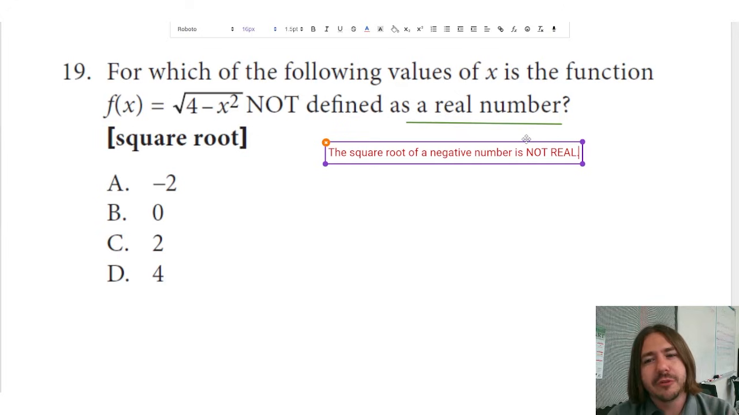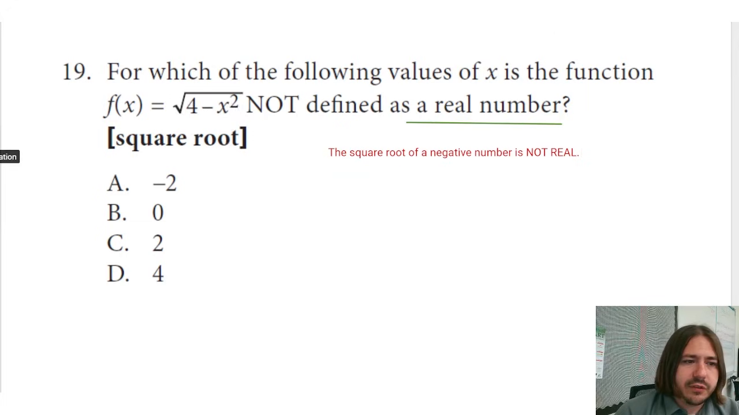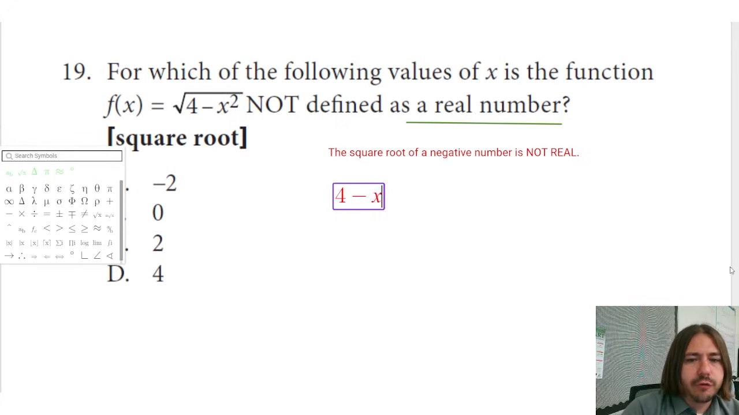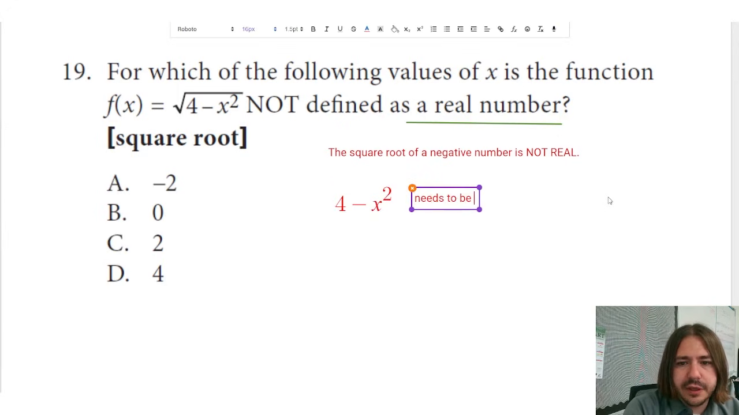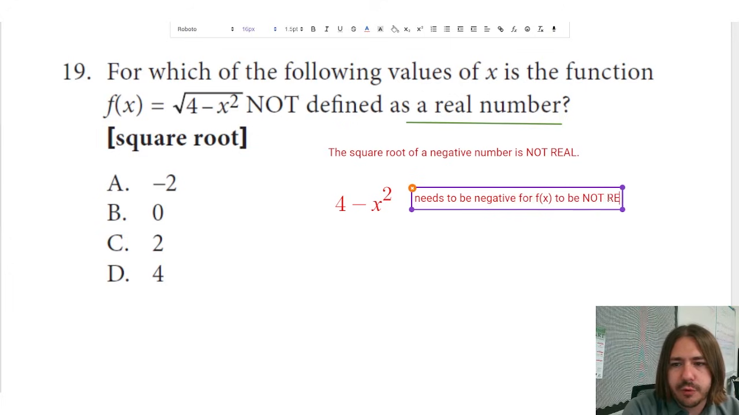But square roots of negative numbers are not real. That's because there's no number on the number line that, if you were to multiply it by itself, would give you something like -1. So in order for this to be not a real number, this number underneath here needs to be negative. The easiest way to say this is what we're looking for is 4 minus x squared needs to be negative for f of x to be not real.